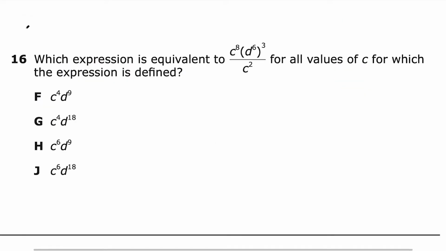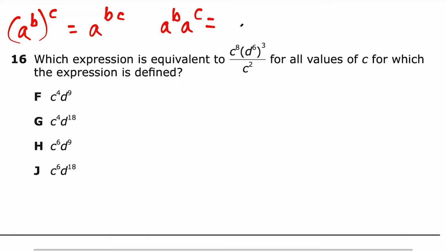Question 16, you want to know your law of exponents. So if you have something like a to the b and you raise it to the c power, this is going to be equal to a to the b times c. The next one you should know is if you have a to the b times a to the c, that's going to give you a to the b plus c. And then the last one, if you have a to the b divided by a to the c, that could simplify to a to the b minus c.